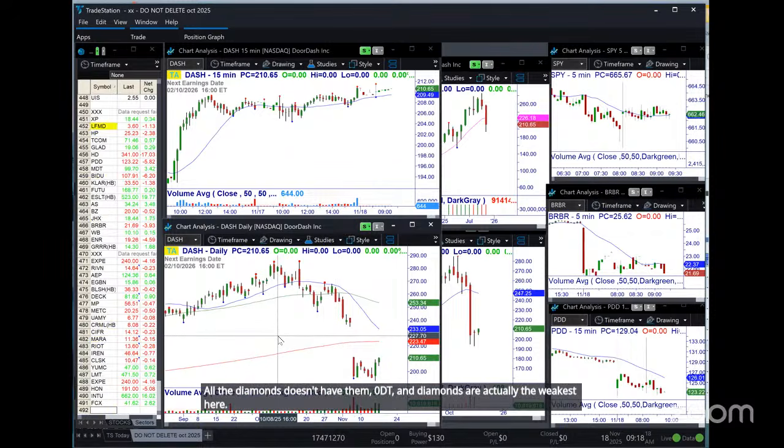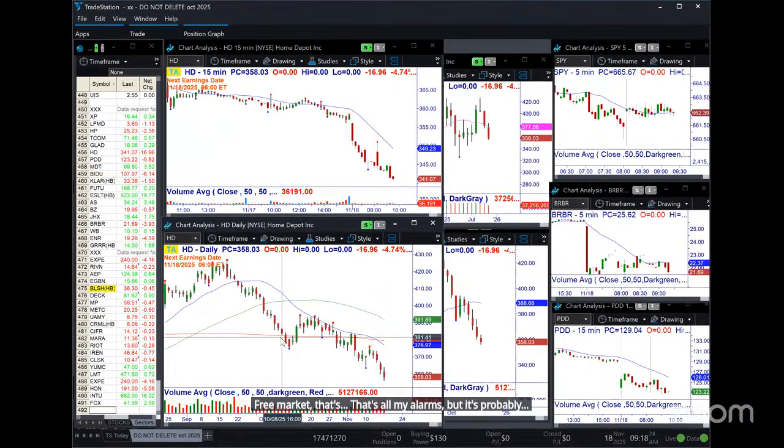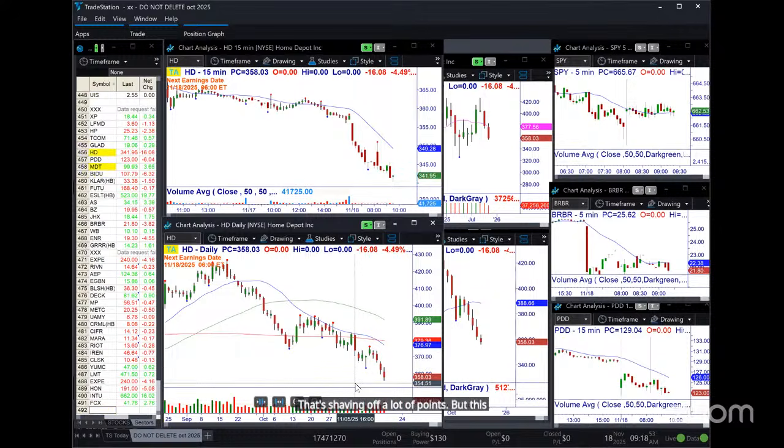Pre-market, that's all my alarms, but it's probably courtesy of Home Depot getting whacked on earnings. Glancing up at my Cal 30, and yep, the biggest other downers are Amazon down 5 and Microsoft. But yeah, this is Home Depot down 17. That's shaving off a lot of points. But this gap into 341, it's a gap and snap candidate. Gap and snap.